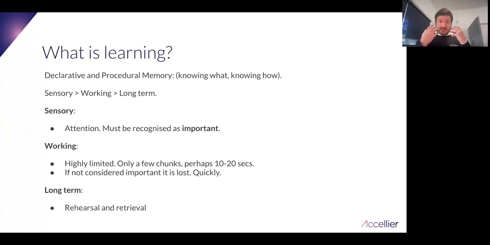Once we've gotten the attention of our learners, we can then start to play with the working memory. Now, our working memory is very, very limited. This is building on some of the early work of George Miller, some 50, probably more than 50 years ago now, where he came up with that concept, the magic number of 7, 7 plus or minus 2 chunks of things in working memory.